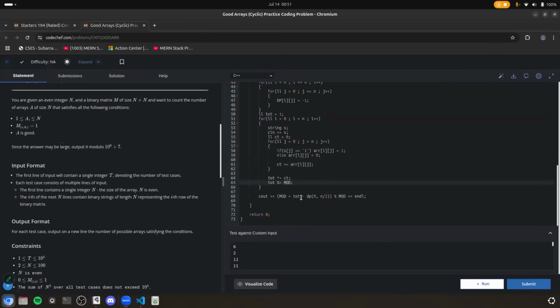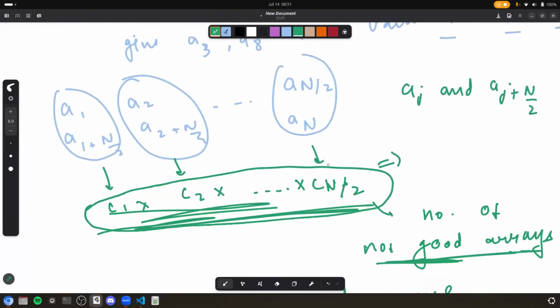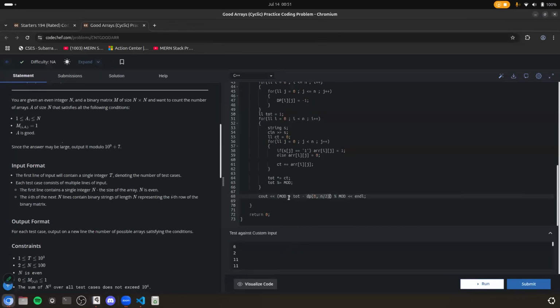And since we need to apply mod, we can do this. And total minus dp of 0 comma n by 2 will give me the number of not good arrays. So total minus not good arrays would just give me the answer. So this was the code.